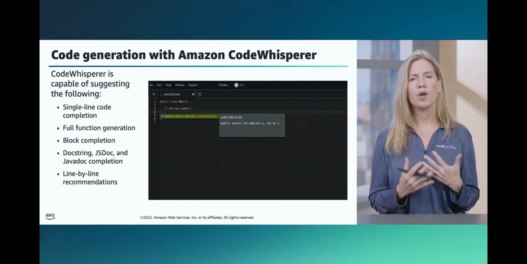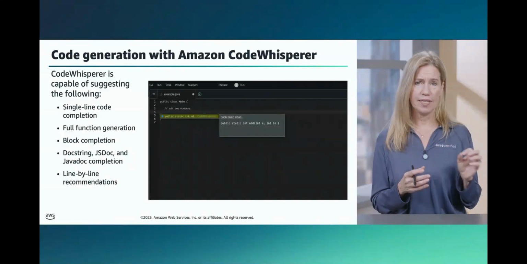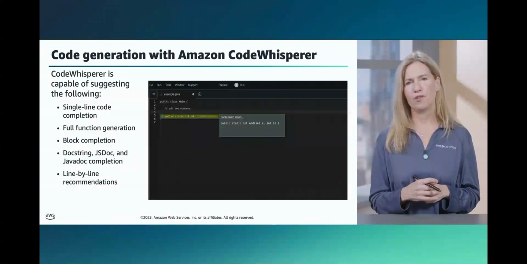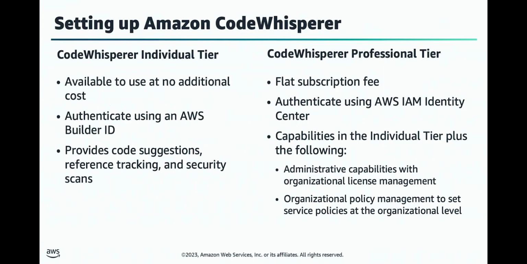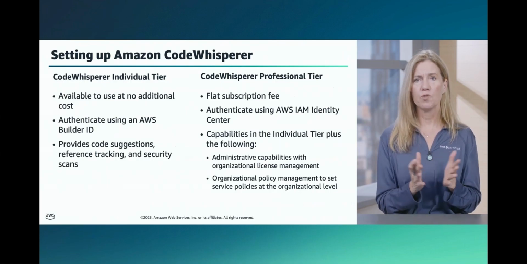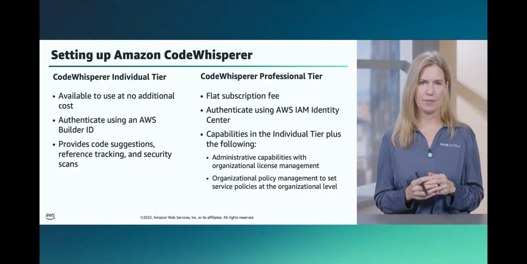The developer can quickly accept the top suggestions with the tab key, view more suggestions with the arrow keys, or continue writing their own code. There are 2 tiers of service for Amazon Code Whisperer. The Code Whisperer individual tier is available to use at no additional cost. Individual developers can sign up and sign in using an AWS Builder ID. You need an email address to obtain an AWS Builder ID. The individual tier provides code suggestions, reference tracking, and security scans.